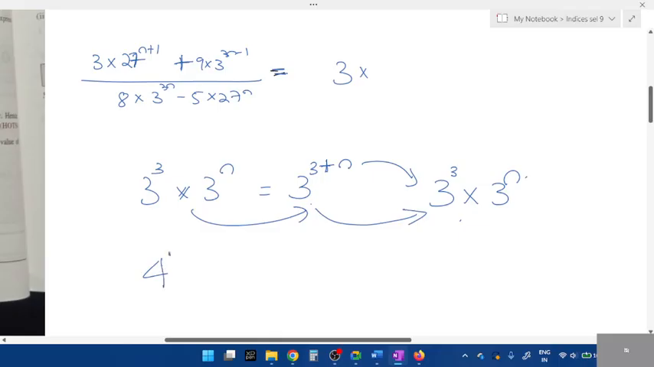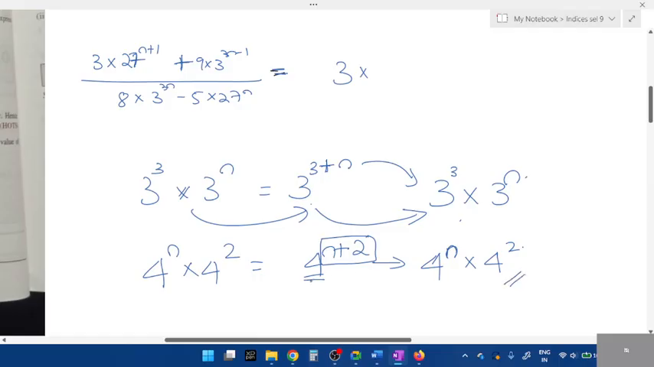Okay, if I write 4 to the power of n multiplied by 4 square, how do I write it together? 4 to the power of n plus 2. When base is same and we have a number and an alphabet, how do you split it? 4 to the power of n. For addition, what do you put? Multiplied by 4 square. Is this clear? Okay, this is how you solve it. You have to split into two parts and solve.